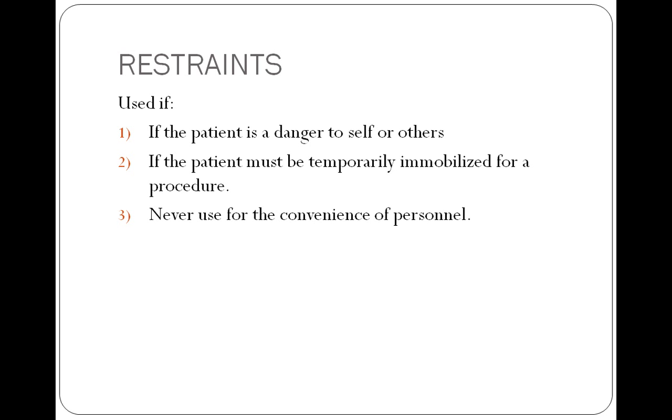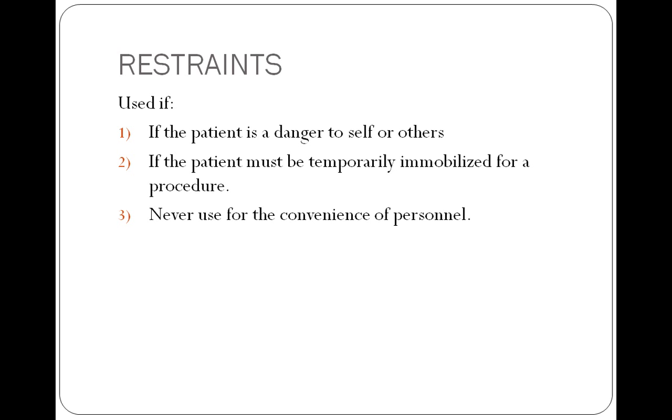This would include those situations in the operating room where the patient was premedicated or sedated and then placed on a narrow operating room table. In order to prevent the patient from falling from the table, the nurse may apply a safety strap across the patient's thighs and across the patient's arms. Again, this is a temporary device.